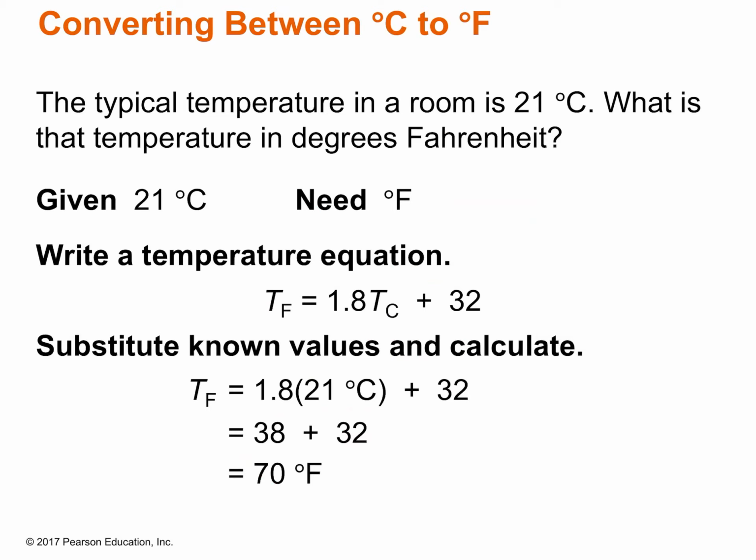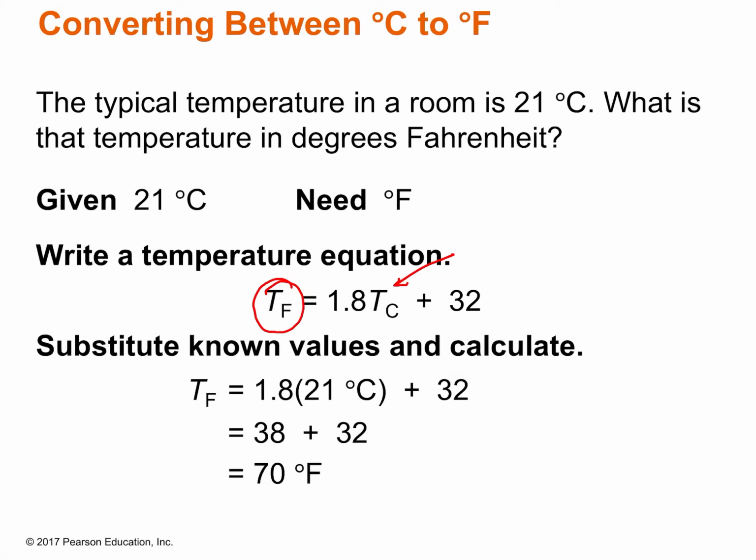So here is how we might do this. If we have 21 degrees Celsius, and I want to know what the temperature is in Fahrenheit, we have our temperature equation here. We need Fahrenheit, so that's the one we want by itself. And so we have 21 degrees Celsius, so we're just going to plug in 21 for TC because that's our temperature in Celsius.